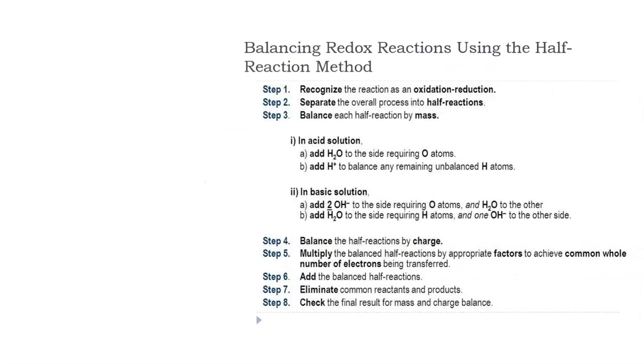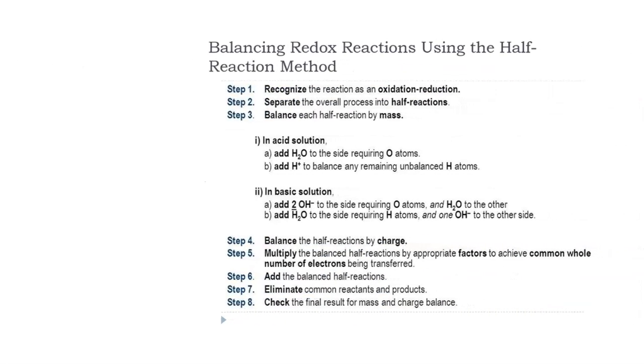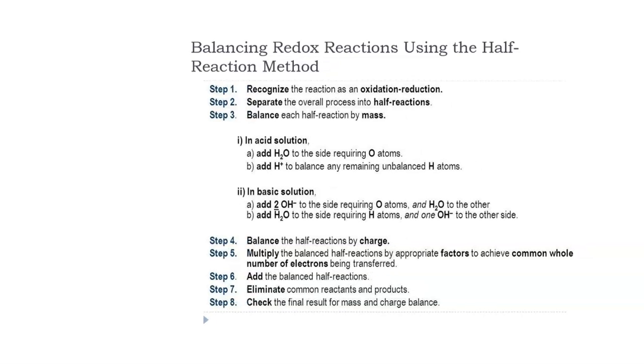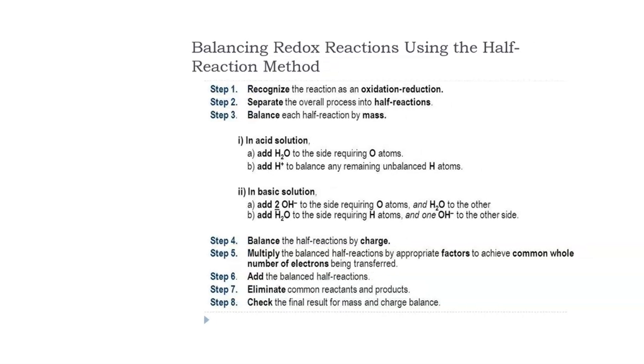And in class, to help us with this problem, we are going to be looking at our method for balancing redox reactions. So in step 1, we need to recognize the oxidation and reduction. In step 2, we need to separate the overall process into half reactions. Step 3, we have to balance by mass, and we are either adding OH⁻ or H⁺ depending on whether it's an acidic solution or a basic solution. And step 4, we are going to balance by charge. Step 5, you need to multiply to make the electrons even so they can cancel out in the end.